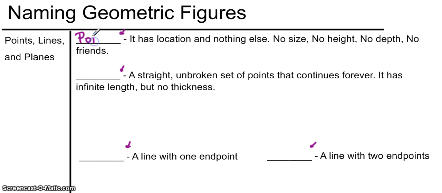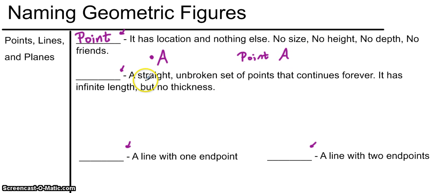The first one is a point. It has location and nothing else. No dimensions, no size, no height, no depth, no friends. This is an example of a point right here, point A. It uses a capital letter, and if we were going to talk about this in a sentence, we would call it point A.